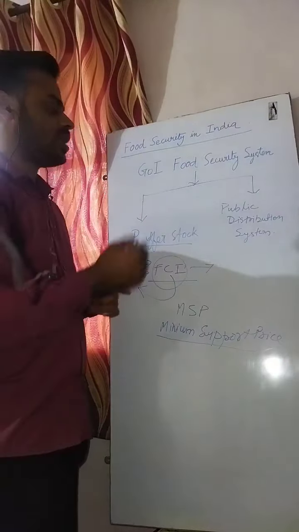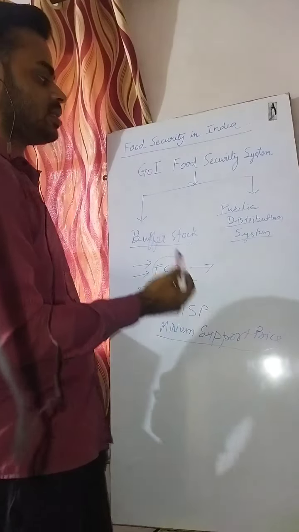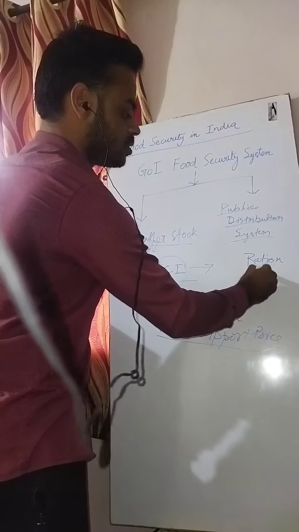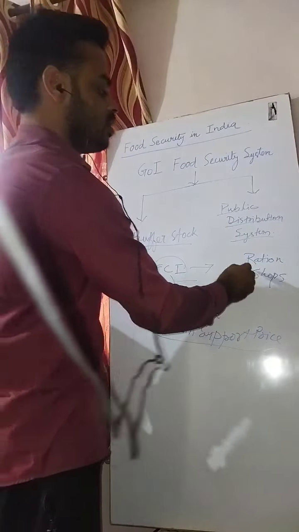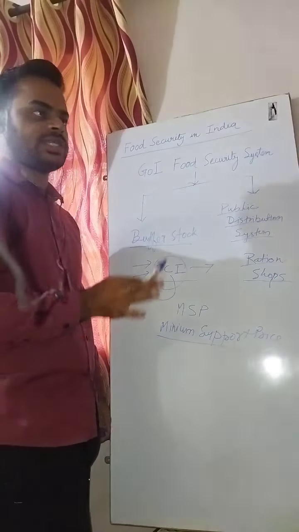Now let us come to the public distribution system. Under this, again we can see the role of FCI. It has installed ration shops, or ration stations, from which people can buy ration, that is wheat, rice, sugar and kerosene, at a much cheaper rate than the market rates.